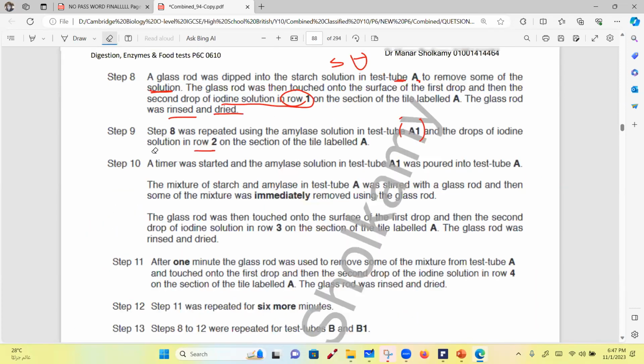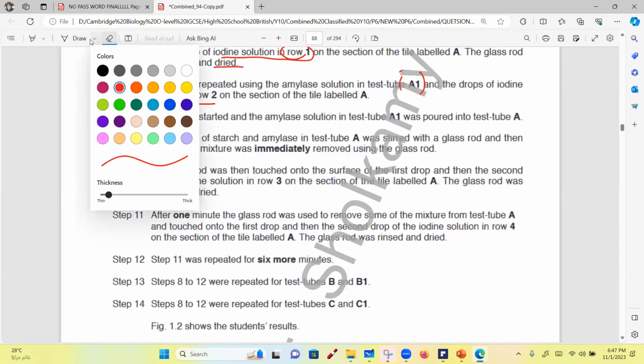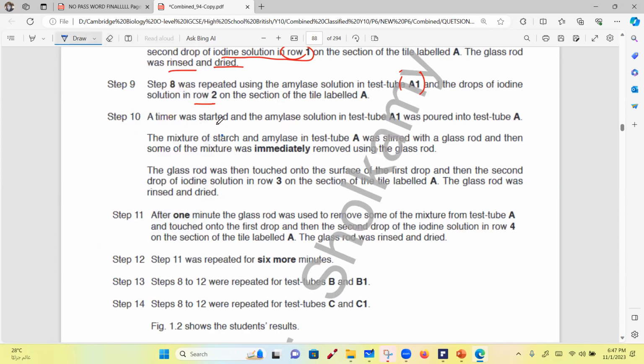Let's see what did they do. A timer was started and the amylase solution in test tube A1 was poured into test tube A. The mixture of the starch and the amylase in test tube A was stirred with a glass rod, and then some of the mixture was immediately removed using the glass rod. This glass rod was then touched onto the surface of the first drop and then the second drop of the iodine solution in row 3 on the section of the tile labeled A. The glass rod was rinsed and dried.